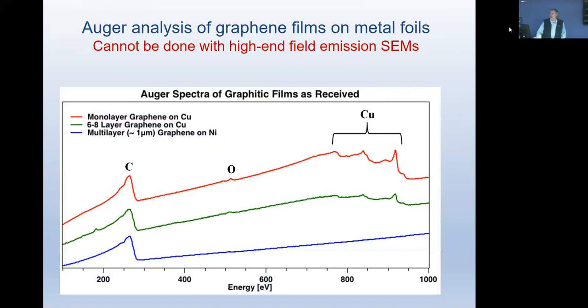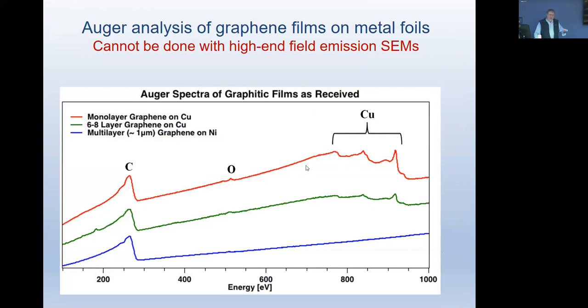So what I will show you is something you can never do with the standard high-end field emission microscope. When we look at these, there are three samples. One was one monolayer graphene coated on copper foil. The other one was 6 to 8 monolayer graphene on copper. The third one was a very thick layer, 1 micron graphene on nickel.